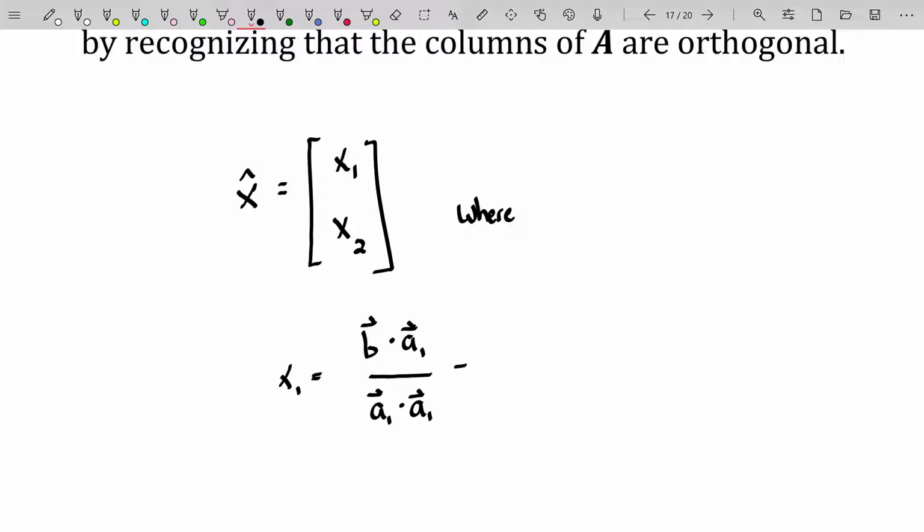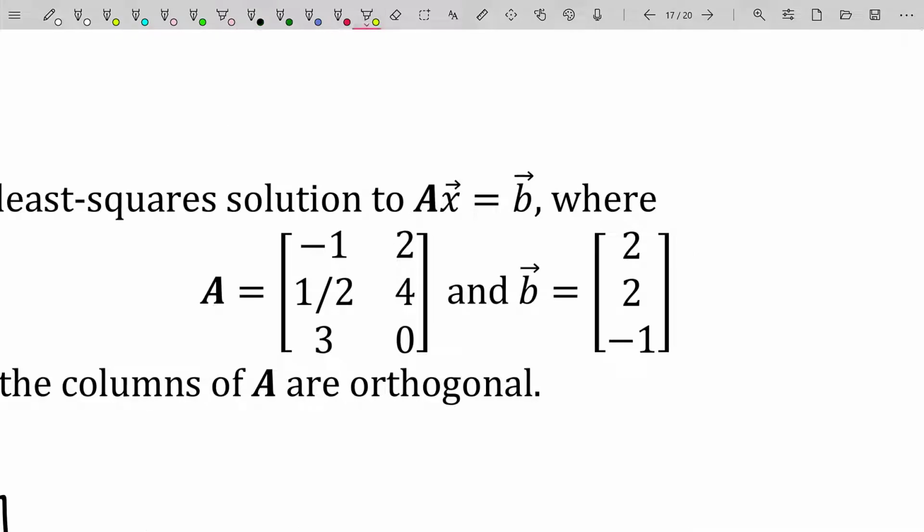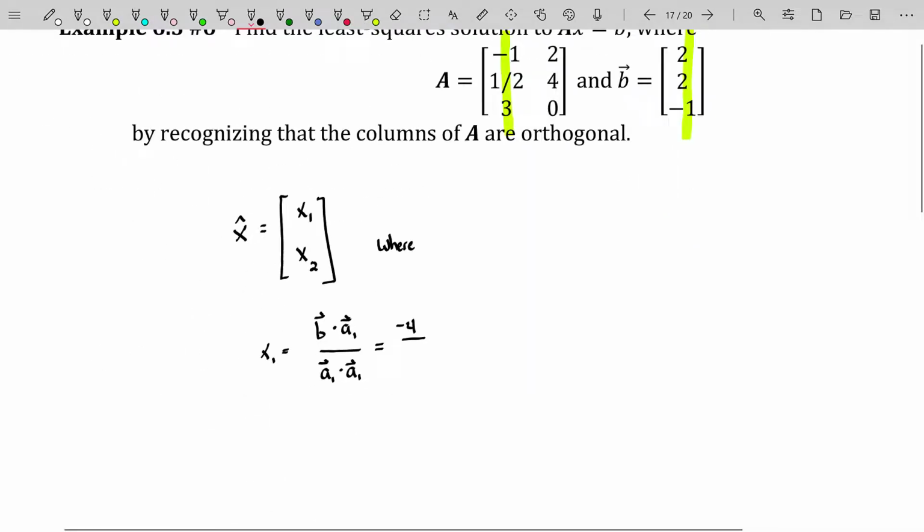Let's go ahead and compute that out very quickly. B dotted with the first column of A, we get -2 plus 1, so that's a -1, minus 3 is a -4. And A sub 1, the first column of A dotted with itself, is 1 plus 1/4 plus 9, or 10 and 1/4, or 41/4. So we find the first component of the solution to our least squares problem to be -16/41.